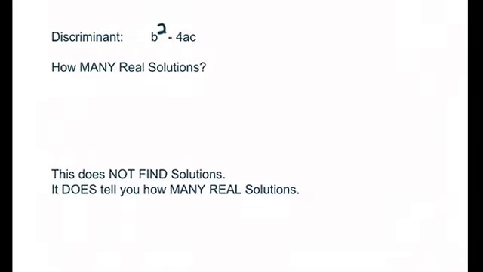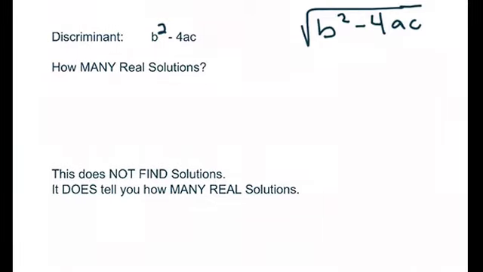Alright, the last thing is the discriminant. You should have seen this last year. It's b squared minus 4ac. Now, if you remember from the last screen, b squared minus 4ac is what is in the square root sign of the quadratic formula. The thing you've got to understand is that the discriminant is only to find out how many real solutions. It doesn't tell you what the solutions are. But if you're looking for real solutions, doing the discriminant first can keep you from wasting time, because it tells you if there's not going to be any.